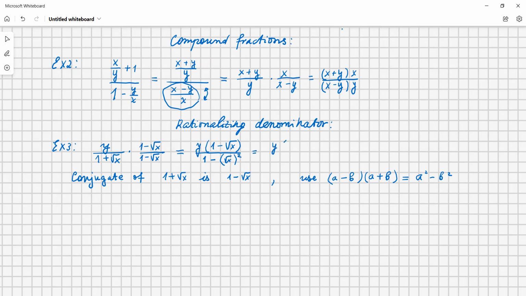Well, the numerator is the same. I'm just going to copy it. Sorry, I put plus instead of minus accidentally. In the denominator, we are going to have 1 minus x, because the square root of x squared is going to give us just x. Well, now we don't have anything irrational here.